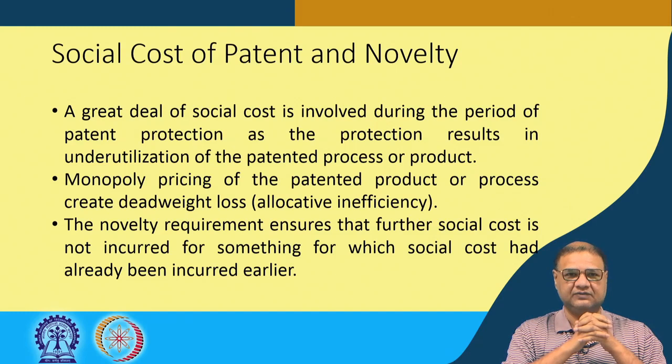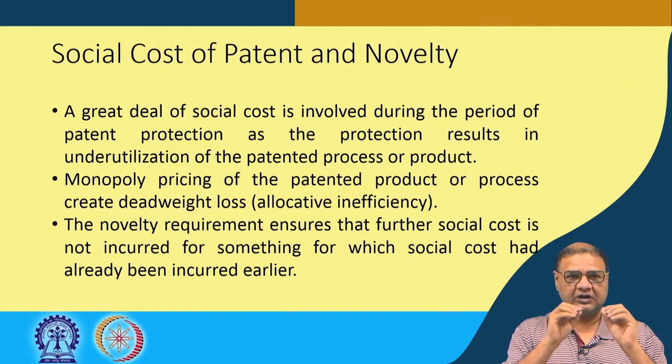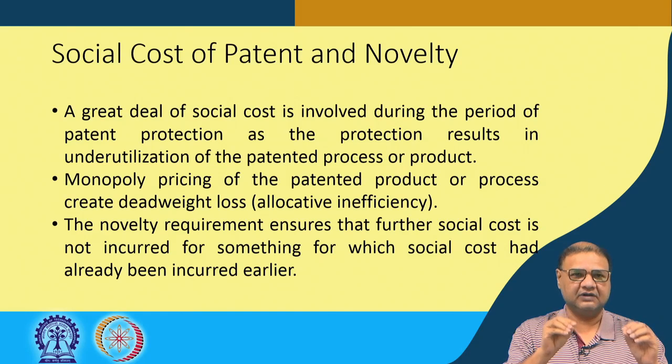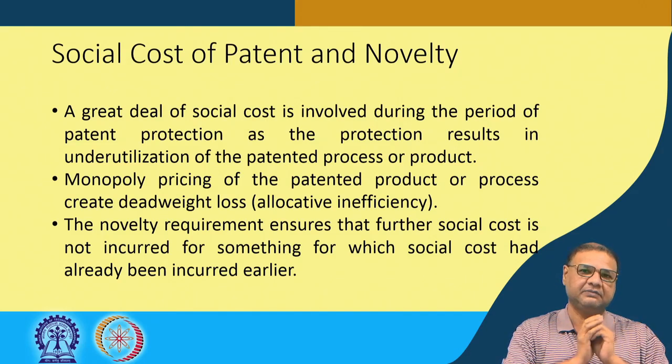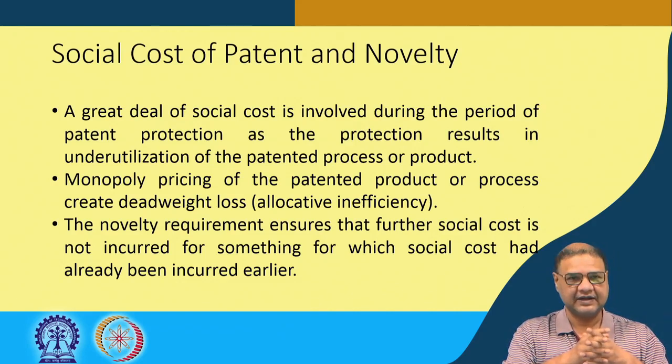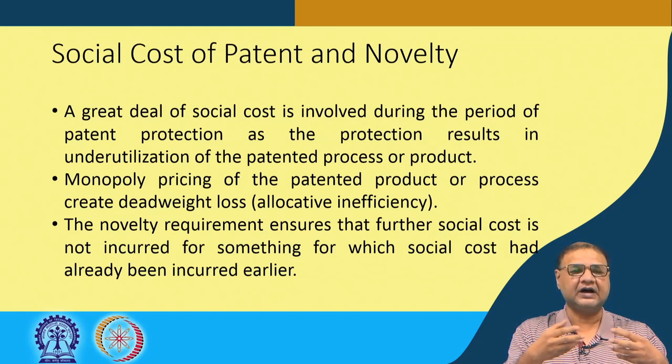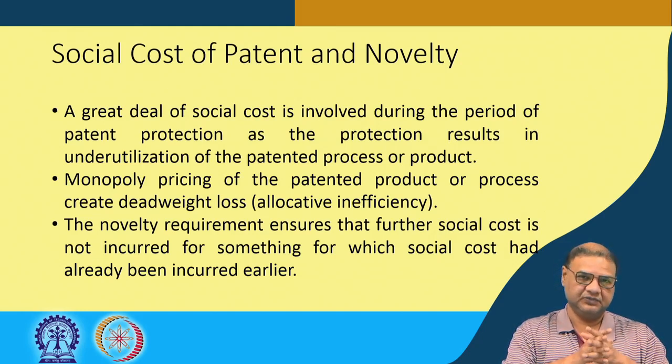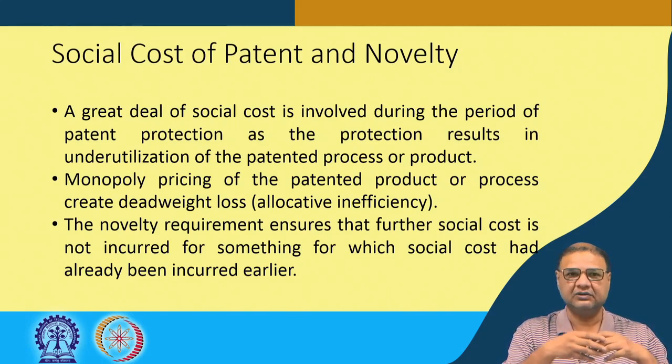Now, there is a social cost involved. What is the social cost? Number one, when the product or the process is patented by the patent owner, there is an underutilization of the patent product and the patent process, because by having those monopoly-like rights under Section 48 of the Patent Act, the patent holder would be preventing others from making and using those processes. So even if someone wants to use that process, he cannot utilize it till the patent is valid.